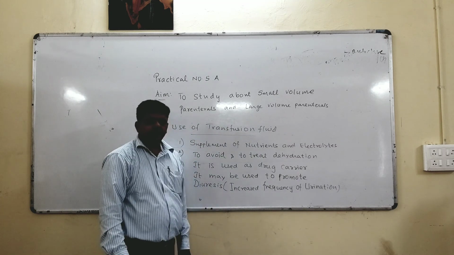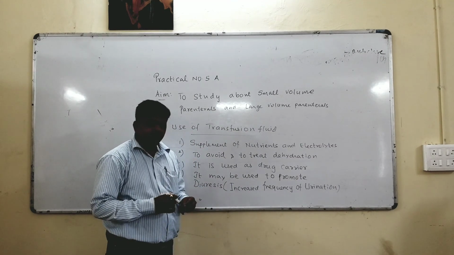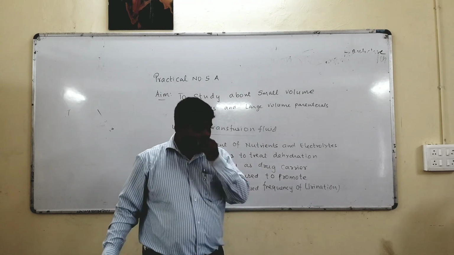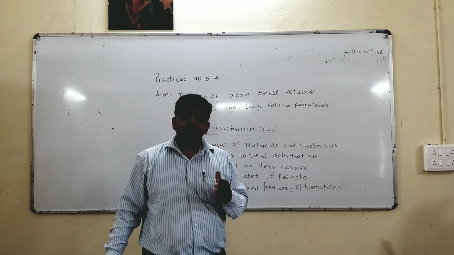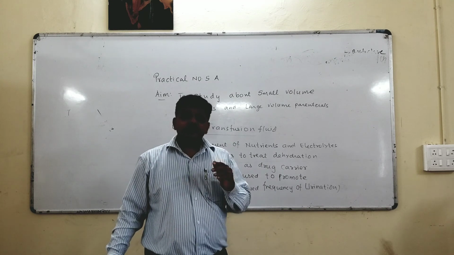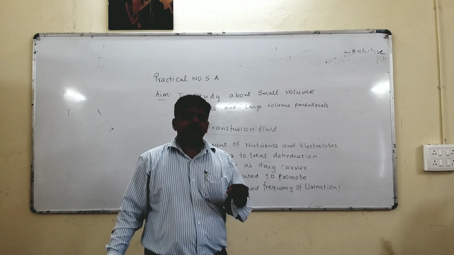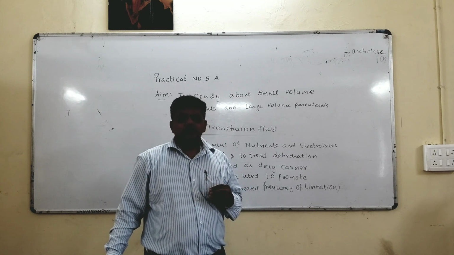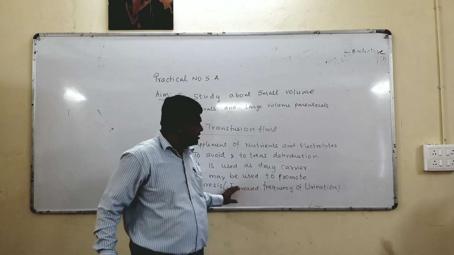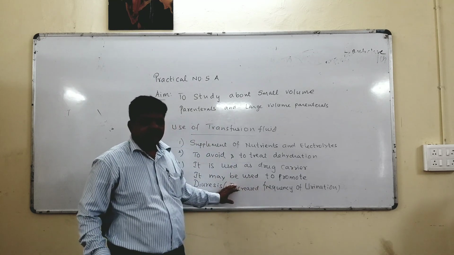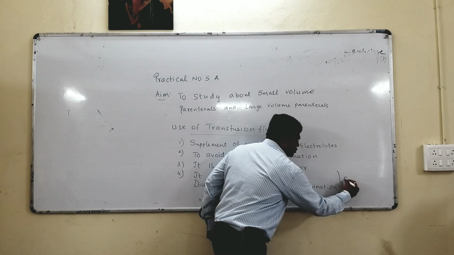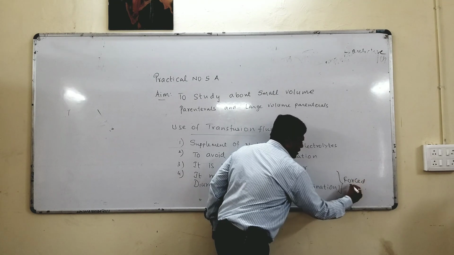So where is diuresis required? In congestive cardiac failure, diuresis is required. In any kidney infection, diuresis is required. In case of poisoning, where a person has taken a poisonous drug, to remove the poison from systemic circulation, forced diuresis is used. This is called forced diuresis.